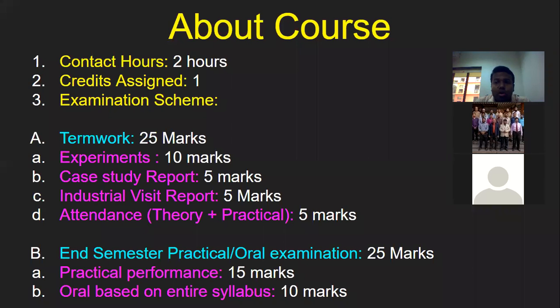It also includes your theory. So your oral will be based on theory as well as your practical, and it is for 10 marks. So practical for 15 marks and oral for 10 marks, so in total it will be 25 marks. So these are the heads under which the term work and end semester examination are going to be split. So this is all about the course.